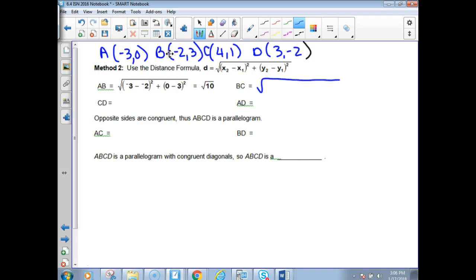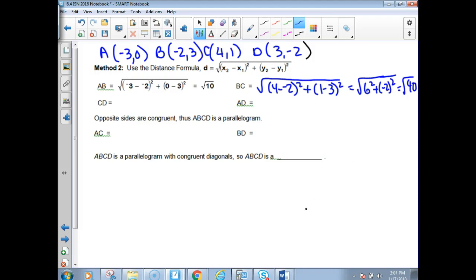So I'm going to do it the long way. BC, you can start with whatever point you want. The formula says x2 minus x1, so if I do B to C, I'd probably go 4 minus -2 squared plus 1 minus 3 squared. And then you can do this stuff in your calculator. That's actually 6 squared plus -2 squared. You just need to remember that when you square a negative, you get a positive. That's 36 plus 4, so we get the square root of 40.